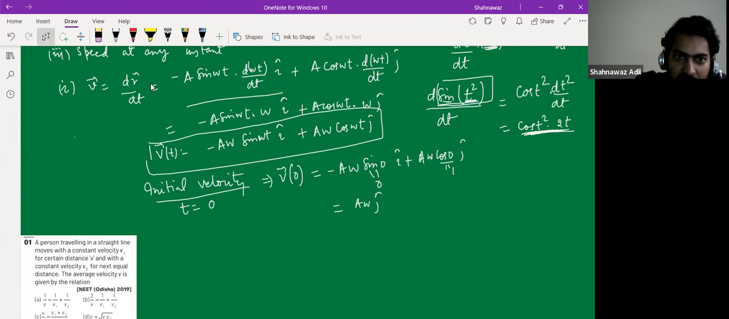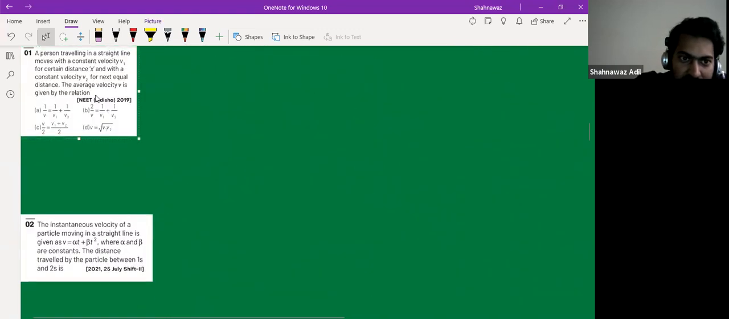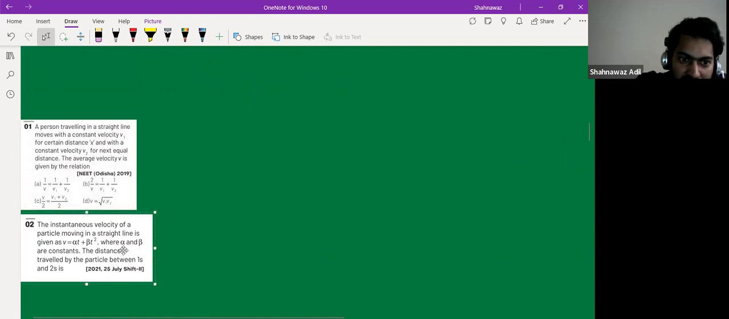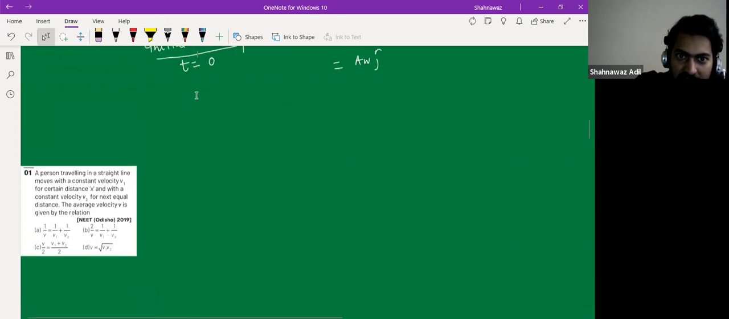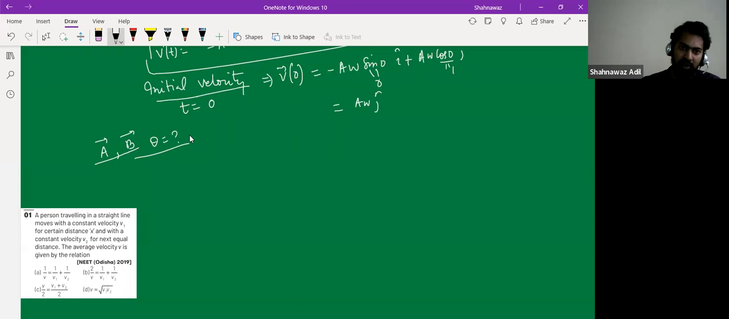So this was the initial velocity. And in the second part, they are asking about the angle between the position and velocity. Okay. So recall the vector classes. Okay, so how will you calculate? Let's say you have a vector A. Your A is given, your B is given, right? And you want to calculate the angle between them. So what property of the vectors will you use to calculate the angle? This we have done in the previous class, in the vectors class. So all chapters are connected with each other somehow.